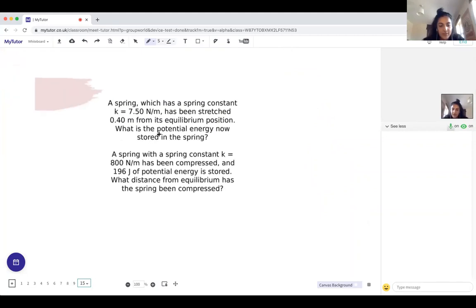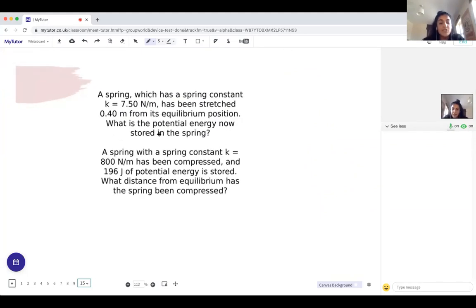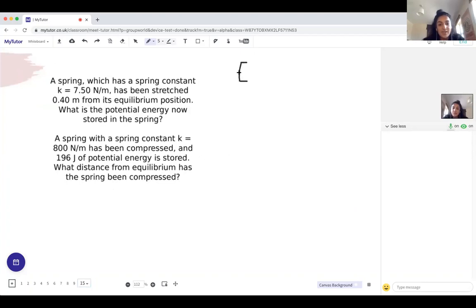Okay, so now we're going to be doing some questions about potential energy. If you don't remember the equation, it's E, the energy, is half KE squared. So for our first question, a spring which has a spring constant K of 7.5 newtons per meter has been stretched 0.4 meters. Okay, so our spring constant is 7.5 and our extension is 0.4.